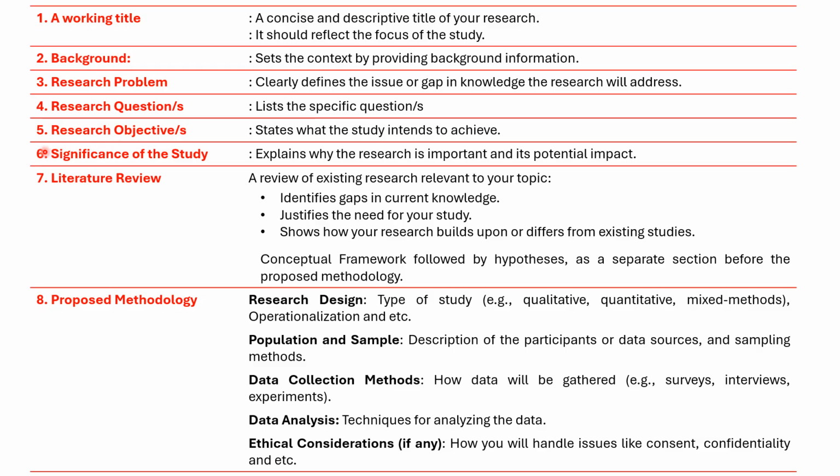Then topic number 6 will be the significance of the study. So explain why the research is important and its potential impact. When it comes to the significance of a research, we call it the contribution as well. There are three things. You need to write the significance to the existing literature, significance to the theory, and significance to the practical aspects, or the practical significance.